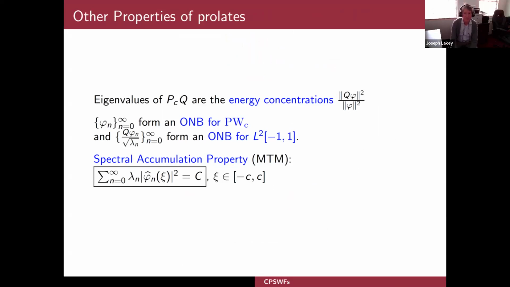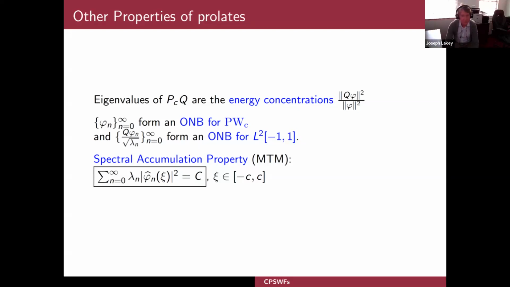Okay, so Landau, Slepian, and Pollak made this connection with time and band limiting. They observed that the prolate differentiation operator commutes with the operator P sub C Q. And in the first paper by Slepian and Pollak, it was observed that the eigenvalues of P sub C Q are energy concentrations, that the eigenfunctions of P sub C Q, the prolates, form an orthonormal basis for the Paley-Wiener space, and that their truncations, when suitably normalized by the eigenvalues, also form an orthonormal basis for L2 of minus 1, 1. So they're complete in L2 of minus 1, 1, those truncations.